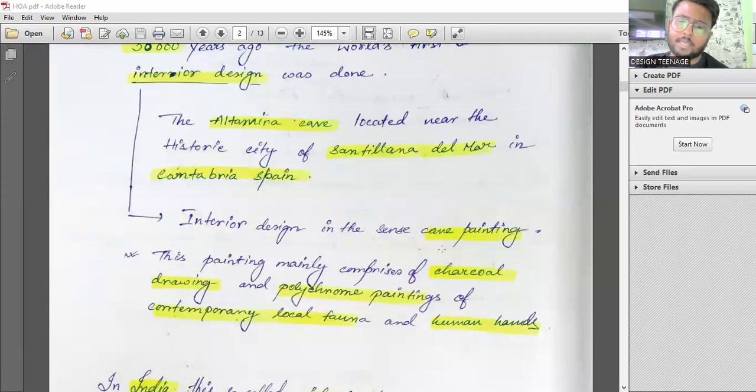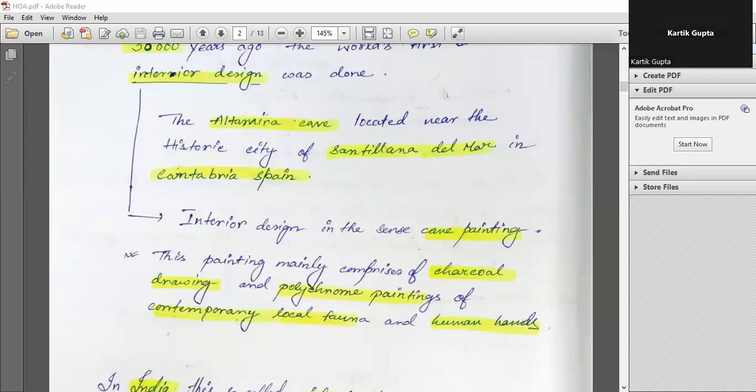Interior design in the sense of cave painting, this is just in text format again. This painting mainly comprises charcoal drawings and polychrome paintings of contemporary local flora and fauna, made using human hands. Have you seen any sort of paintings in old caves? Any pictures? Have you guys seen any cave paintings? Yes, sir. You have seen, right? Fine. Okay, let me quickly try to show you guys some cave paintings. This will give you a better idea.